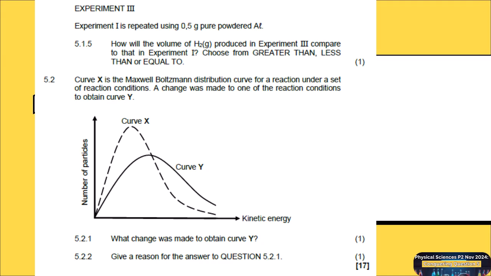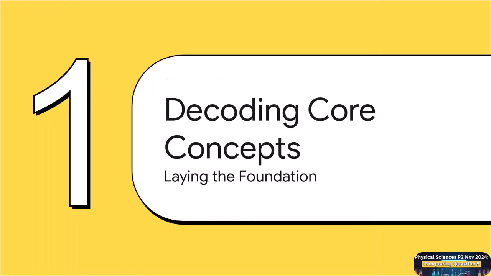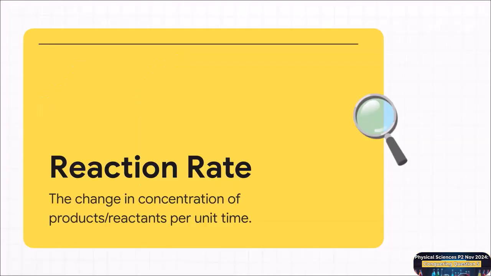Before we even think about touching a calculator for that big 6-mark calculation, we've got to lay the groundwork. You know, the theory questions are where you find the easy marks, and they really set the stage for everything that comes next. First up, question 5.11. It's asking for a simple definition. What is the reaction rate?